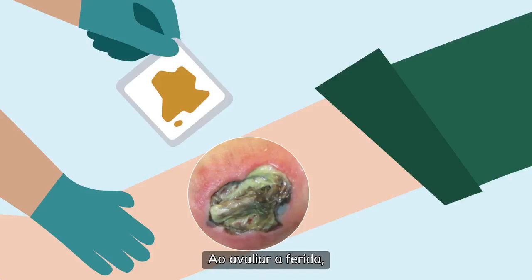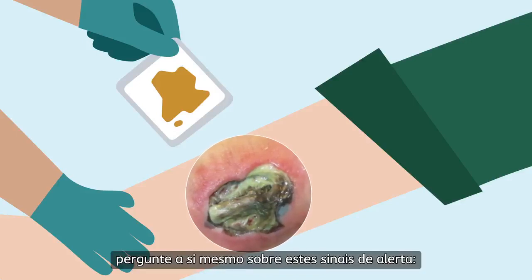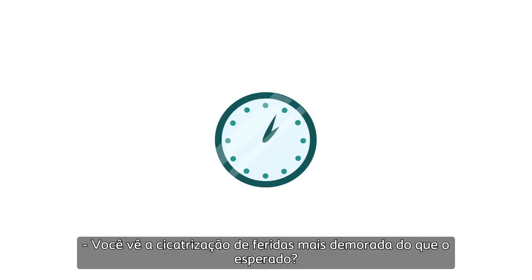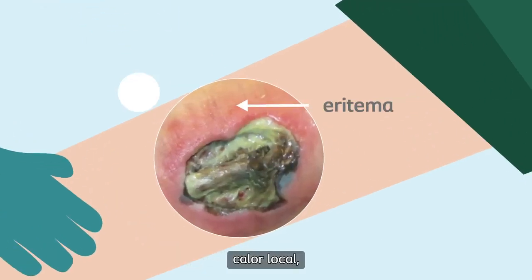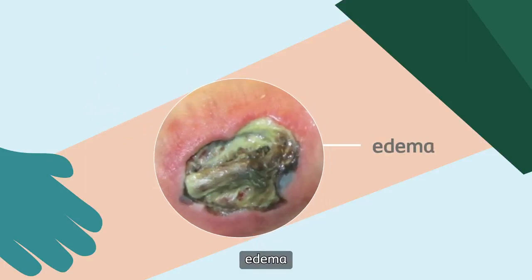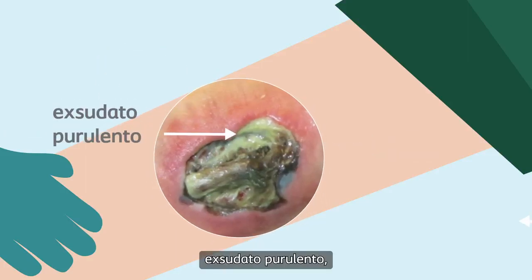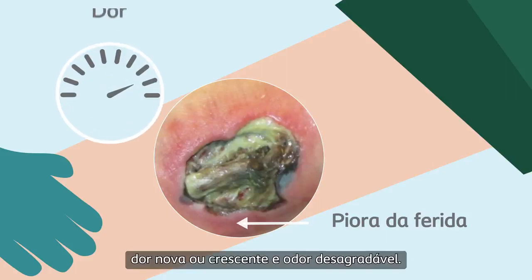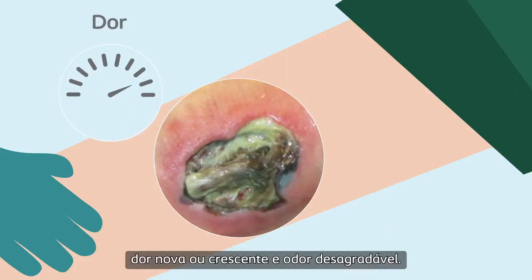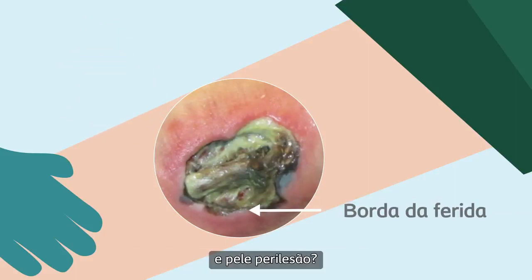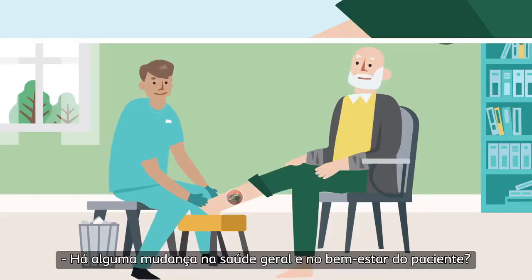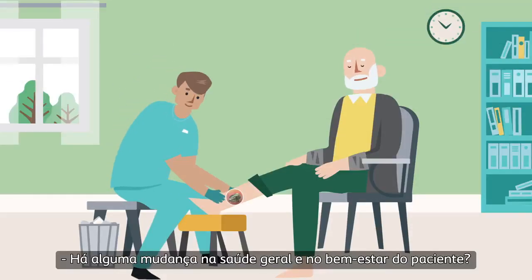When assessing the wound, ask yourself about these warning signs. Do you see delayed wound healing beyond expectation? Are there any signs of infection? Those classic signs might include erythema, local warmth, swelling, purulent discharge, wound breakdown, new or increasing pain and increasing malodor. Do you see deterioration of the wound edge and peri-wound skin? Are there any changes to the patient's overall health and well-being?